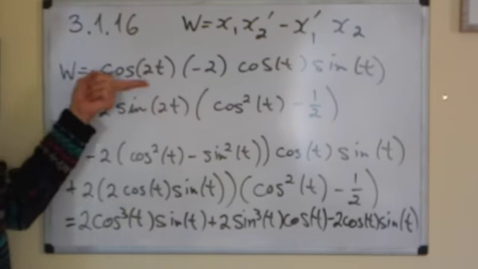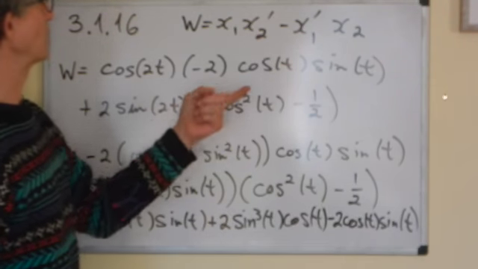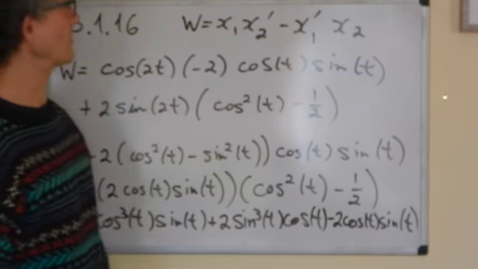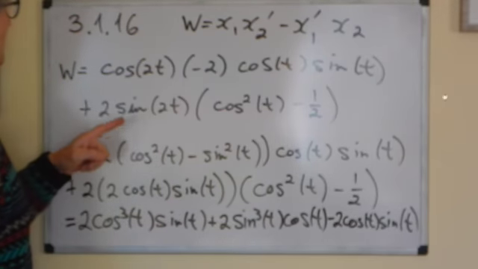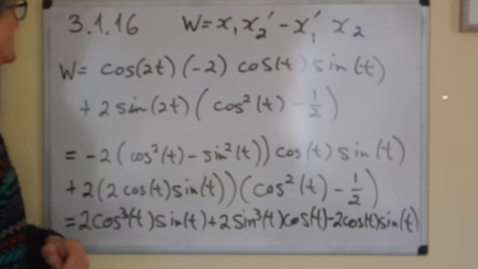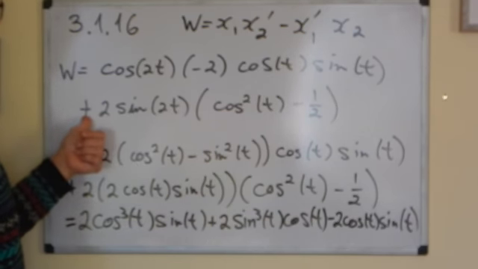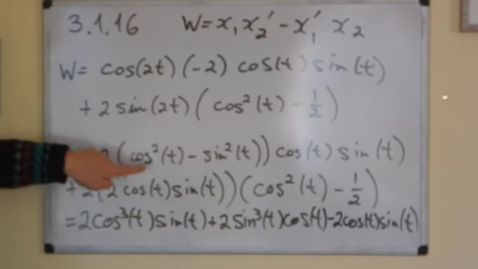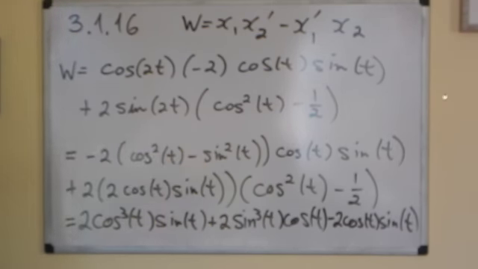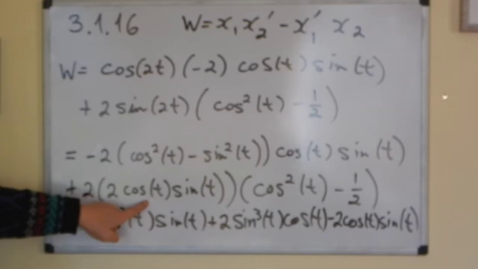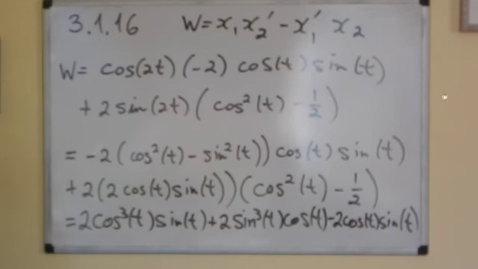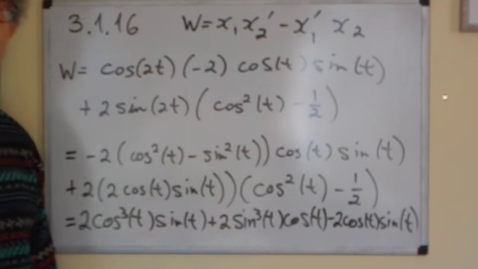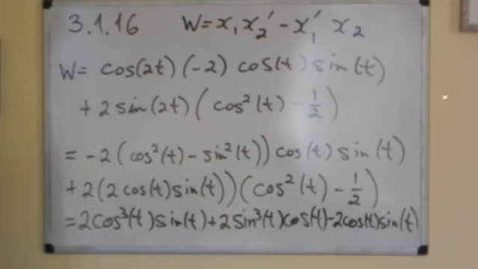So here we go. x1 was cosine 2t. x2 prime was minus 2 cosine t sine t. And then x1 prime was minus 2 sine 2t. So when we subtract, we get plus. And then this was x2. So let's see what we've got. Cosine 2t is cosine squared t minus sine squared t, and sine 2t is 2 cosine t sine t. That's true for any t, and so we can write everything in terms of just plain sines and cosines and see whether that's 0 or not.